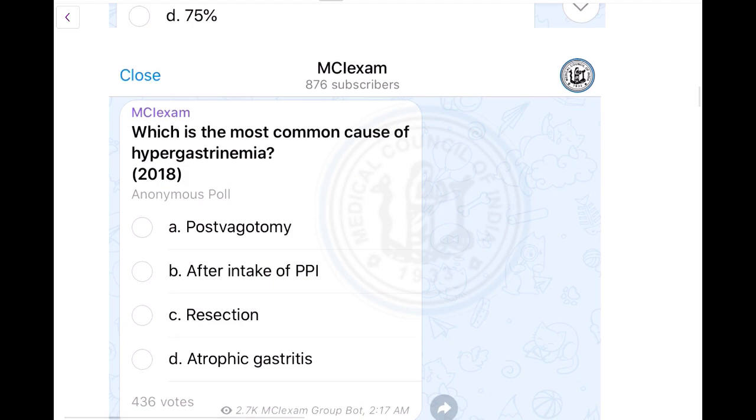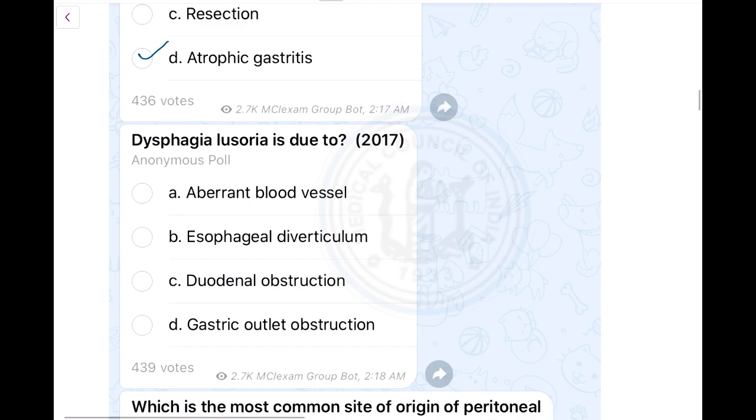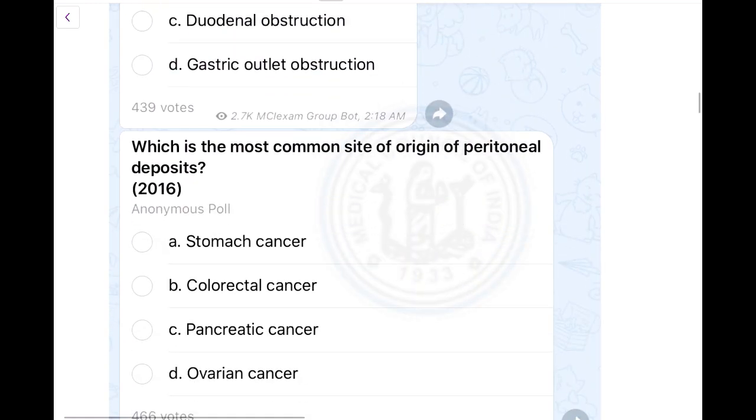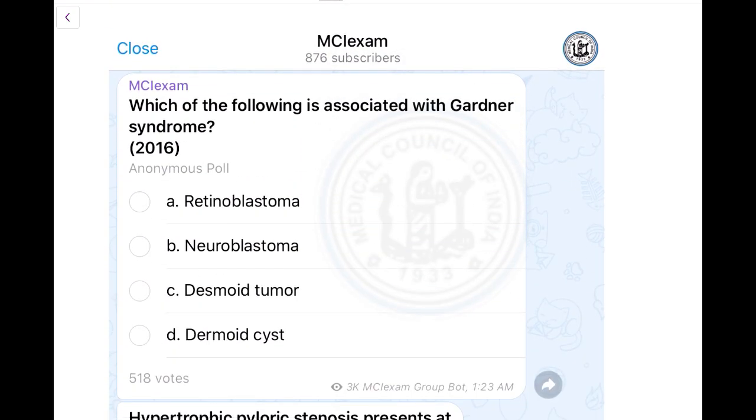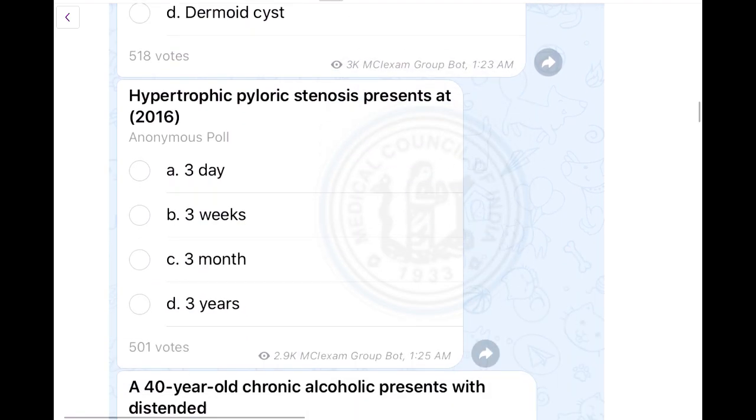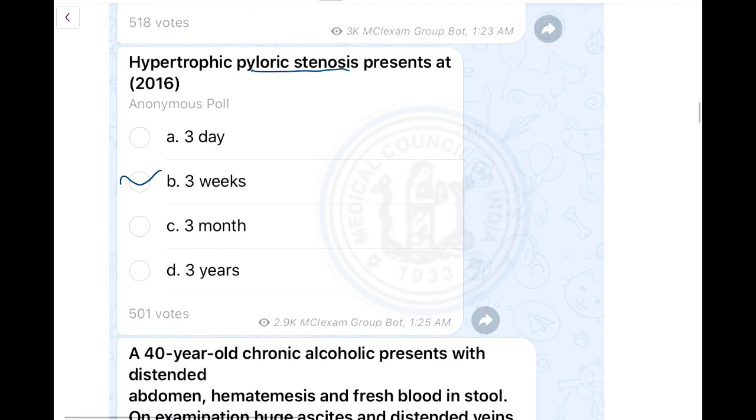Which is a common cause of hypergastrinemia? Atrophic gastritis. Dysphagia lusoria is due to aberrant blood vessels. Which is the common site of origin of peritoneal deposits? Ovarian cancer. Which of the following is associated with Gardner syndrome? Desmoid tumor. Hypertrophic pyloric stenosis presents at 3 weeks.